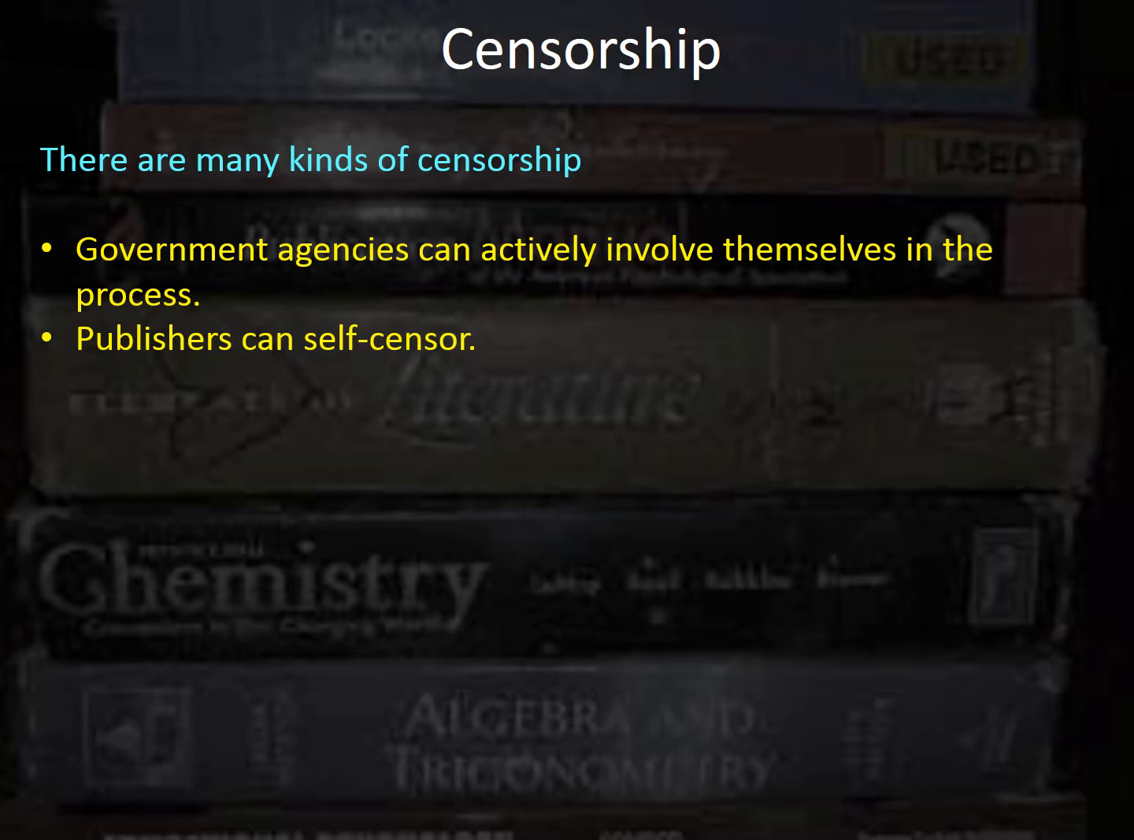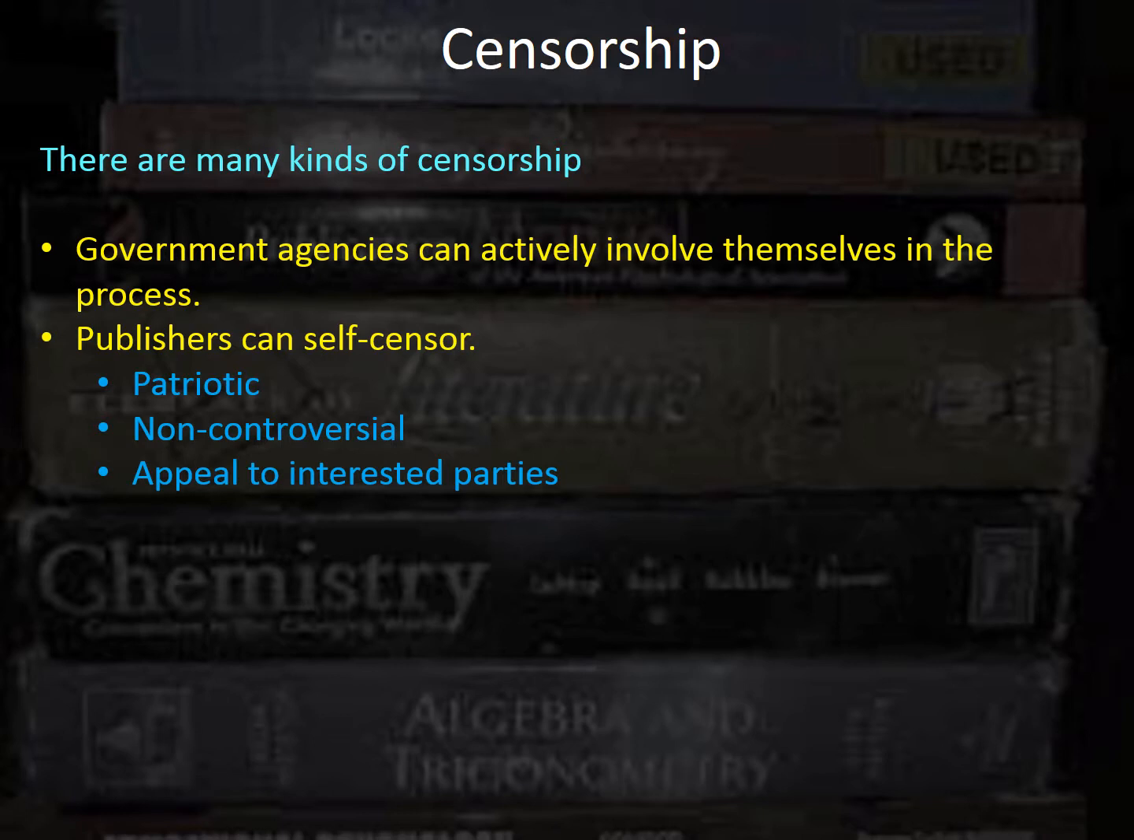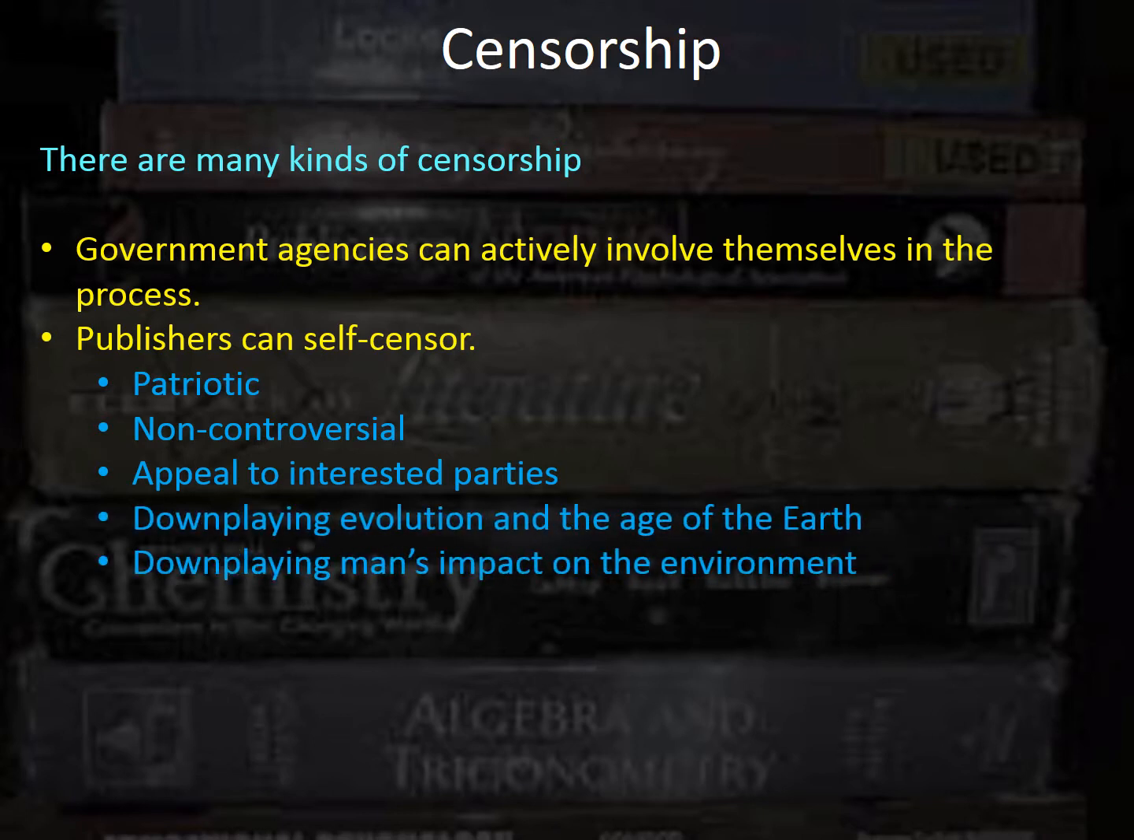In history, this means being patriotic and non-controversial, and playing to as many interested parties as possible. In science, this means downplaying evolution and global climate change, and any other theory, regardless of how well supported it may be in the scientific community, if it may ruffle cultural or political feathers.